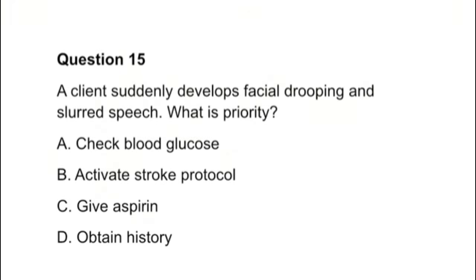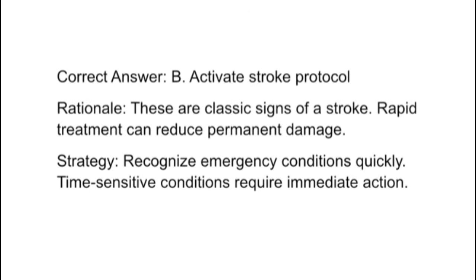A client suddenly develops facial drooping and slurred speech. What is priority? A. Check blood glucose. B. Activate stroke protocol. C. Give aspirin. D. Obtain history. Correct answer: B. Activate stroke protocol.